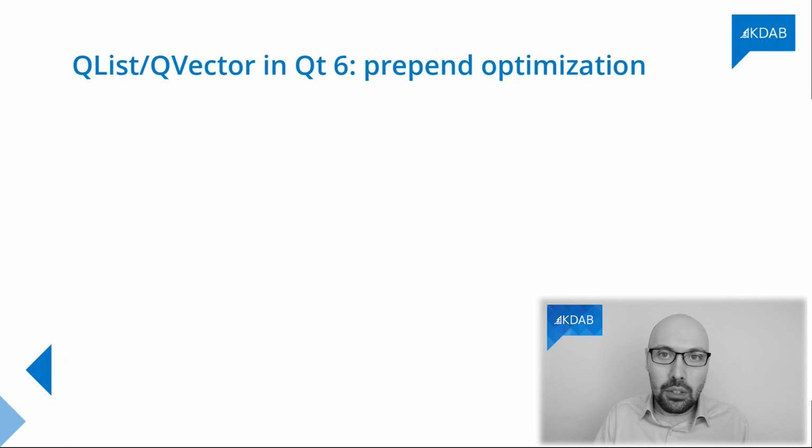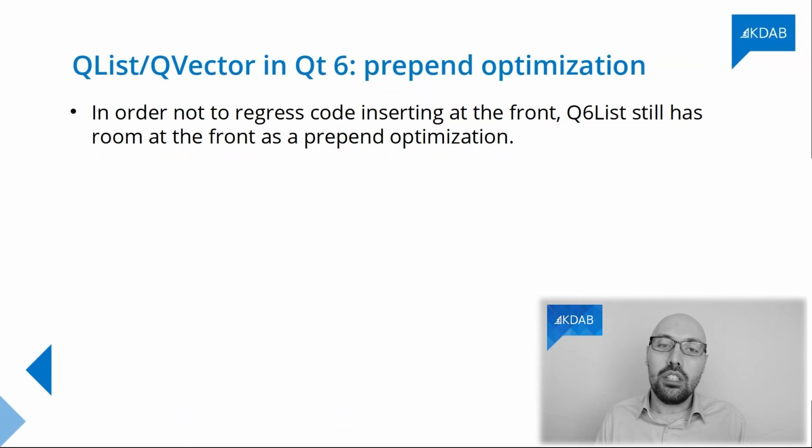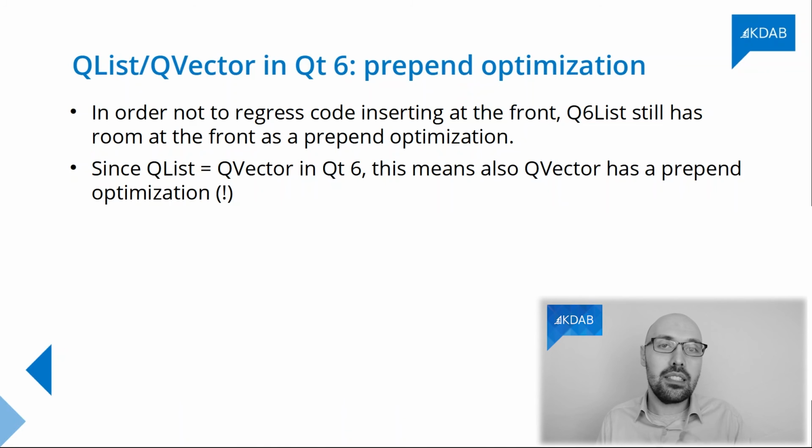And finally, there is a second thing which may break for you, that now depends. That is, in order not to regress code that in Qt 5 was relying on the fast prepend of QList, QList in Qt 6 also has the same prepend optimization. That is, it has the same empty space at the beginning and empty space at the end kind of design. But this now has an implication. And the implication is this, that since QList and QVector in Qt 6 are the same class, it also means that QVector now has a prepend optimization.